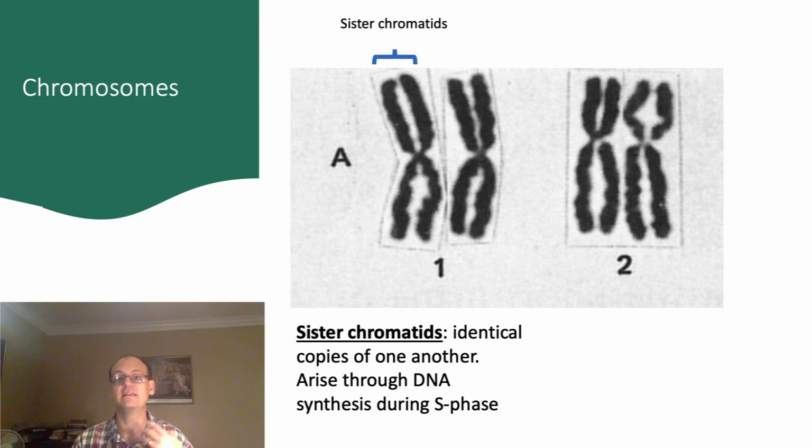Sister chromatids are identical copies of one another. They arise through DNA duplication that happens during S phase of the cell cycle. Because sister chromatids are formed by duplication, we expect them to be exact copies of one another.